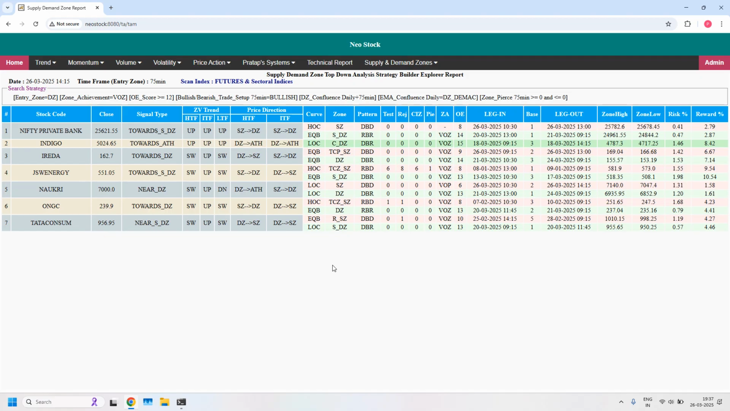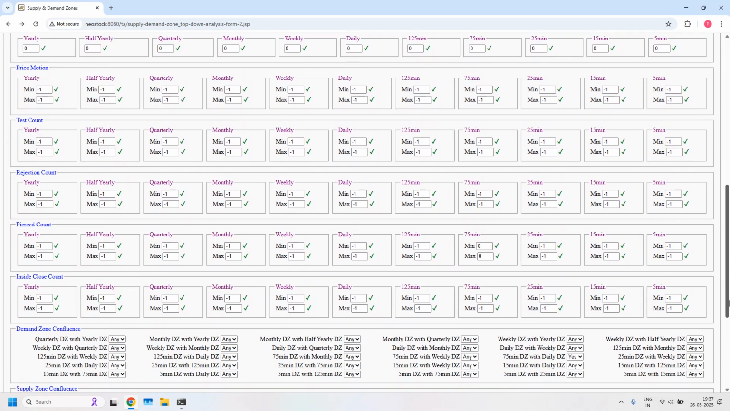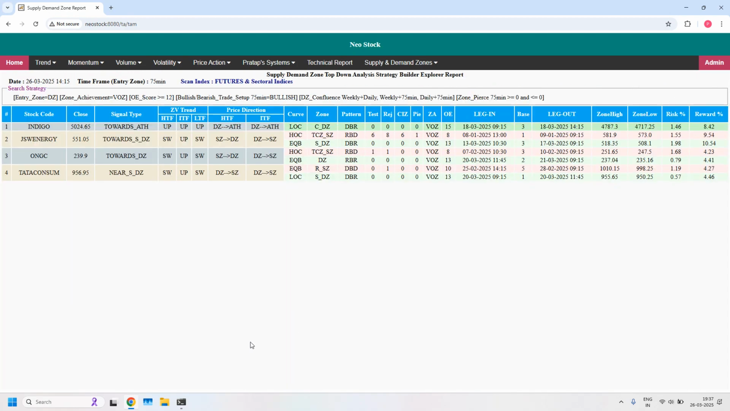Next, we will look into LTF, ITF and HTF demand zone confluence supported stocks. Removing this EMA filter. In the demand zone confluence, we have to set 3 filters. First one already enabled. Next, 75 with weekly demand zone confluence. Daily with weekly demand zone confluence. With all the 3 filters, we got 4 stocks. So the 75 minute demand zone overlapped with daily, both together again overlapped with weekly.